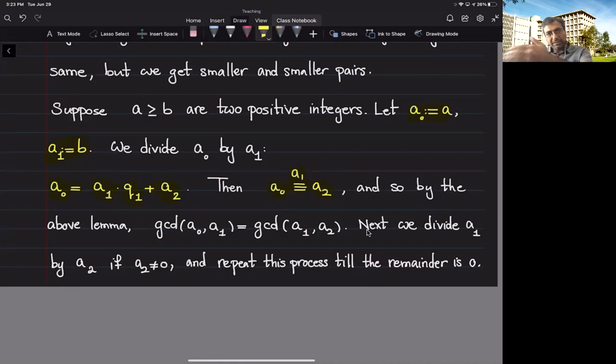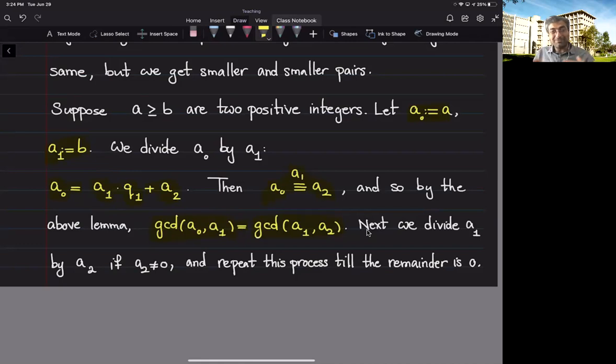Now, the lemma that we proved shows that if a sub 0 is congruent to some other number mod a sub 1, then the GCD of this pair is the same as the GCD of this pair. So the GCD of a sub 0 and a sub 1 is the same as the GCD of a sub 1 and a sub 2. This means that through this process, even though the indices are getting larger, the GCD of two consecutive numbers in this sequence stays the same.